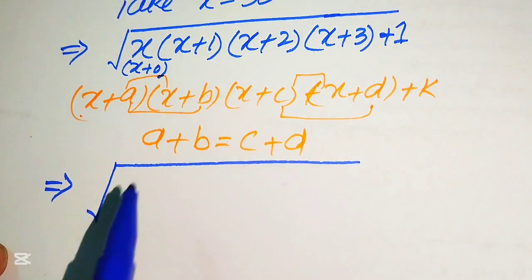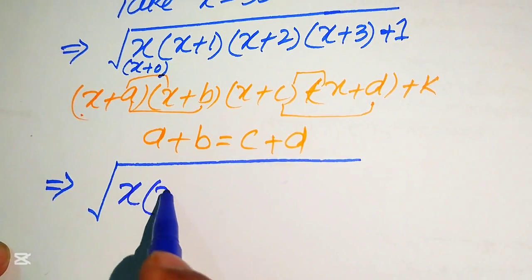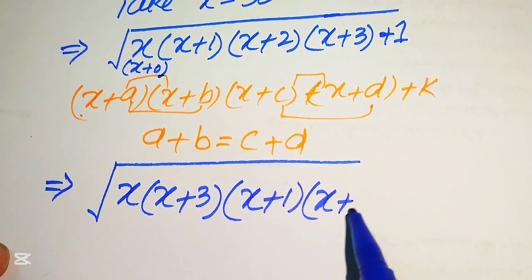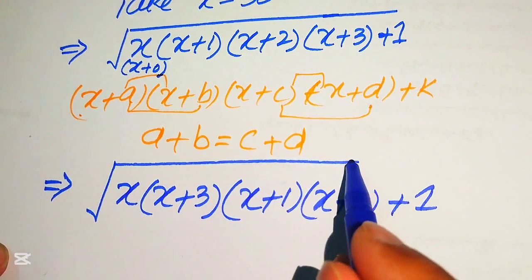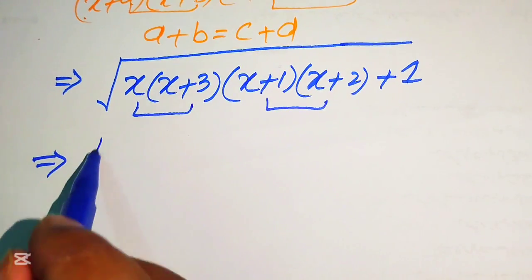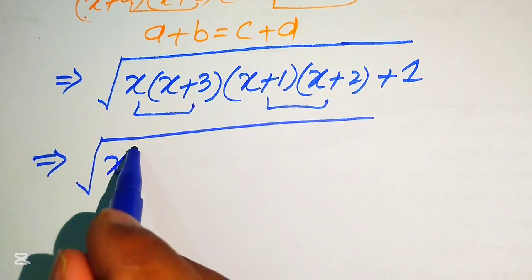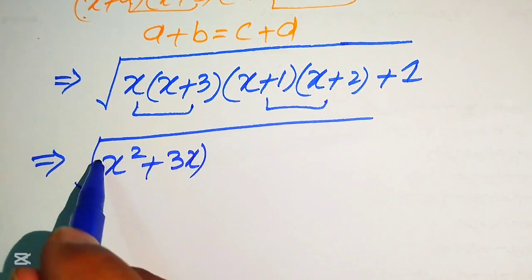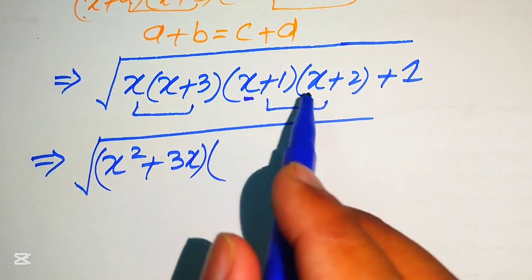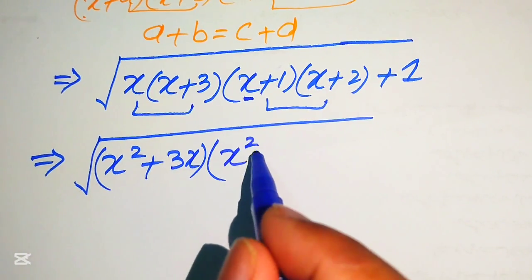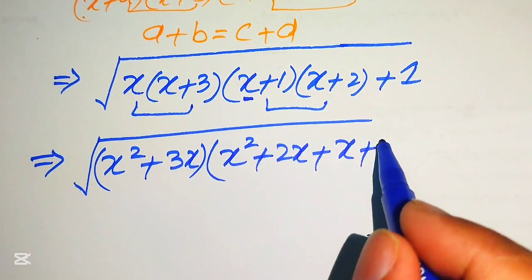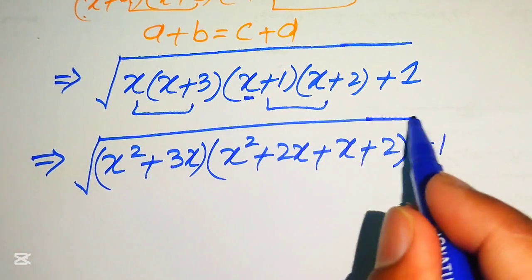So if we rearrange these numbers in this form, first we make the pair of x with x plus 3, and we make the pair of x plus 1 with x plus 2, and we have plus 1. Now we need to multiply these two factors and these two factors as well, so the square root of this will be written as x square plus 3x into, when you multiply these two factors, we take x and multiply both of these values, it becomes x square plus 2x, and 1 times x becomes x and 1 times 2 becomes 2, and this is our plus 1.